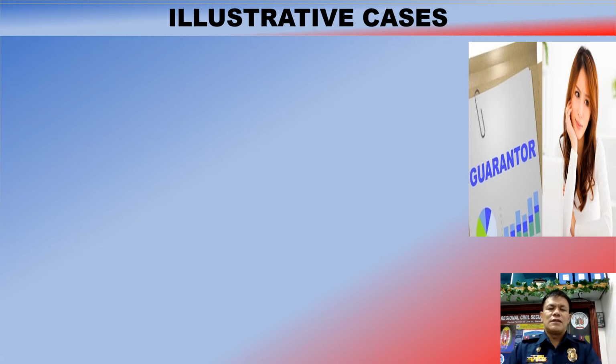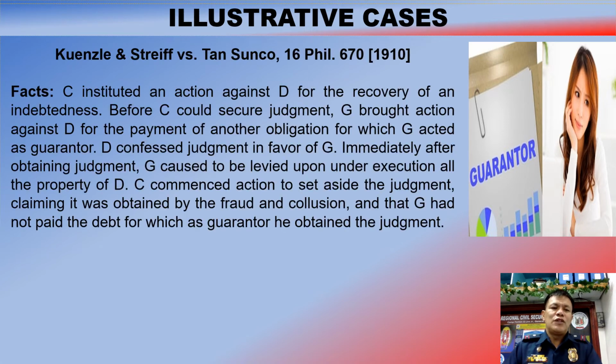Illustrative cases. Winsol and Strip versus Tan Sun Ko, 16 Phil 670, 1910. Facts of the case. C instituted an action against D for the recovery of an indebtedness. Before C could secure judgment, G brought an action against D for the payment of another obligation for which G acted as guarantor. D confessed judgment in favor of G.